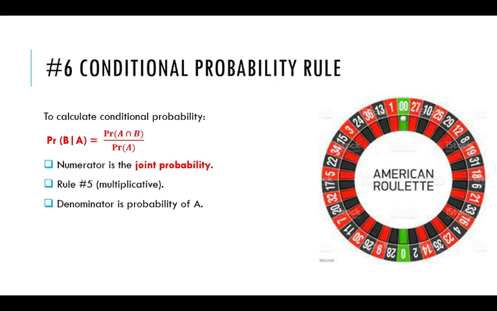So this equation looks a little messy, but there's nothing new in it. It's the probability of B given A, so we need to make sure we understand how to read that. The numerator is the joint probability from equation 5 if it's independent events, and the denominator is the probability of A.